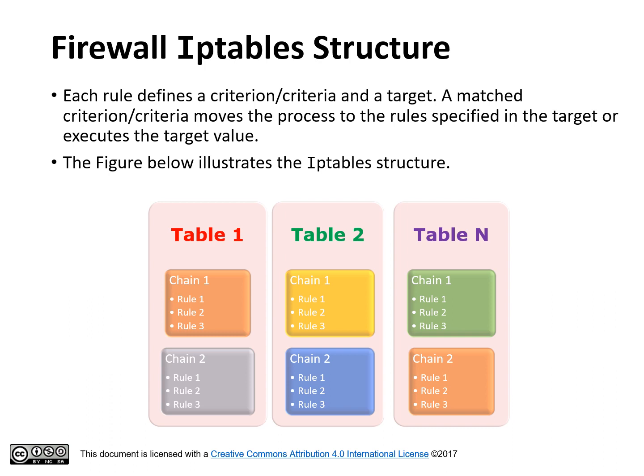Each rule defines a criterion or criteria and a target. A matched criterion or criteria moves the process to the rules specified in the target or executes the target value. If the matching is unsuccessful, the process moves to the next rule in the chain. The figure below illustrates the IP table's structure.